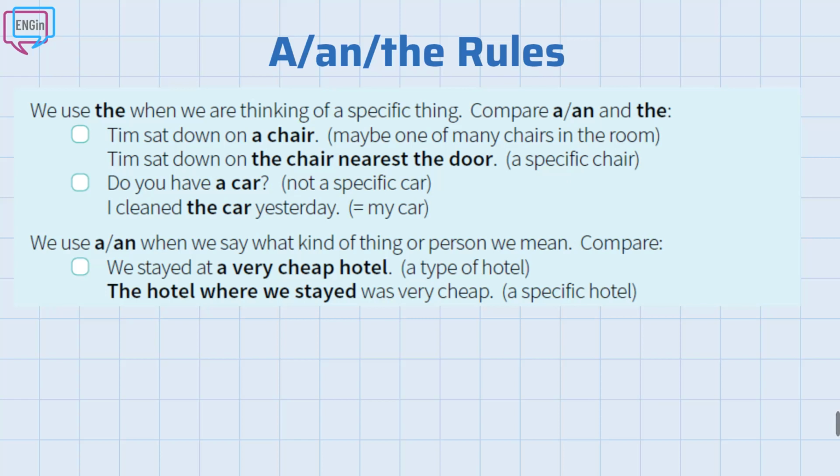Compare with your learners. We stayed at a very cheap hotel. So this is a type of hotel described. But the hotel where we stayed was very cheap. Here we emphasize a specific hotel and provide its characteristics.